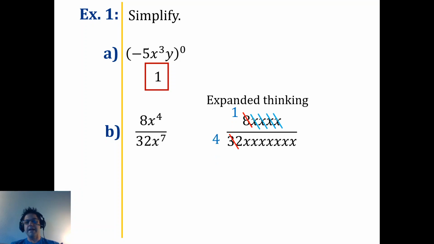So 4 from the top and 4 from the bottom, which would give us an answer of 1 as our numerator, our denominator would be a 4, and then you've got x to the 3rd power. That's your expanded thinking.